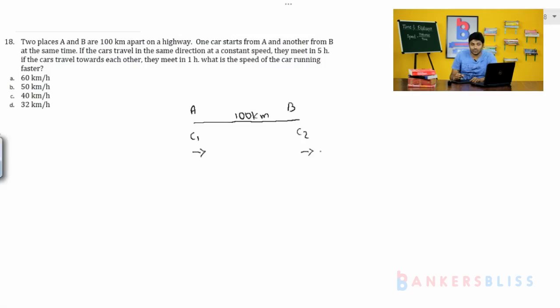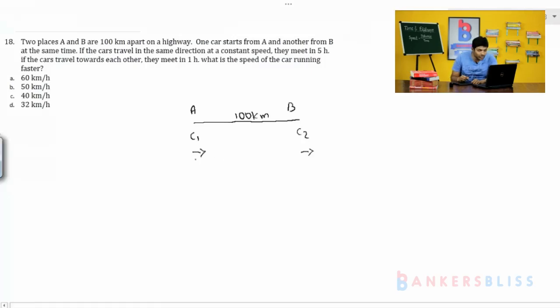This is the relative speed. So, car 1 is moving in this direction and car 2 is moving in this direction, so both are traveling in the same direction. If they are traveling in the same direction, then S1 minus S2 is equal to 100, that is distance divided by time taken. So, S1 minus S2 is equal to 100 by 5, which is 20 km per hour.